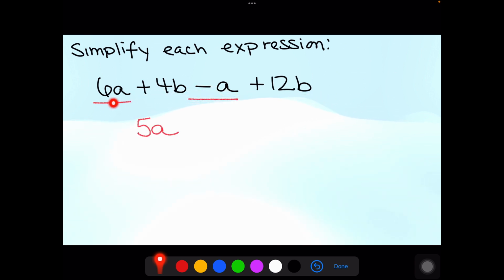I'll start with the 6a minus a. And when there is no number in front of the variable, there really is a 1. We just don't write down those ones. So this minus a is like a minus 1a. So 6a minus 1a, 6 minus 1 is 5, that becomes 5a. Then we have 4b plus 12b, that's going to be 16b. So my final answer is 5a plus 16b, and these are not like terms, so this is as far as we can go with this expression.